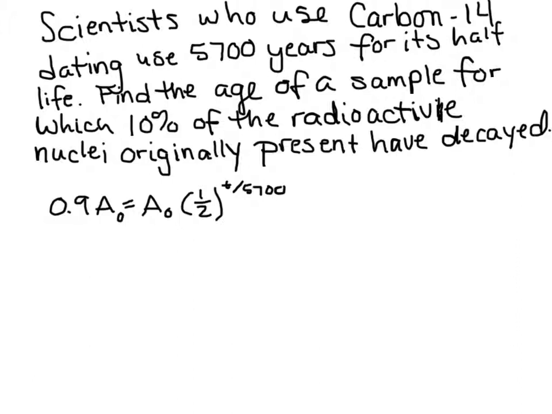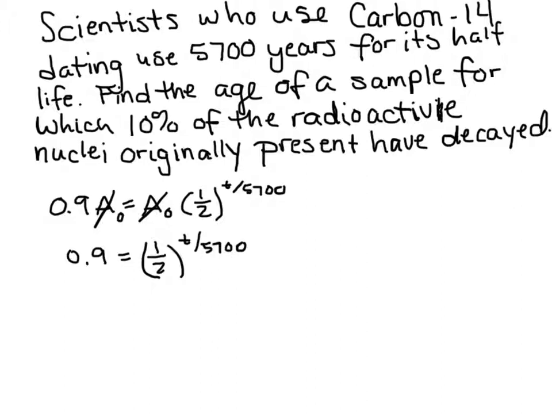Right now, we have everything we need in this equation to solve for t. So let's go ahead and do that. First, let's divide both sides by A naught. And then we have 0.9 equals 1/2 raised to the t over 5,700.